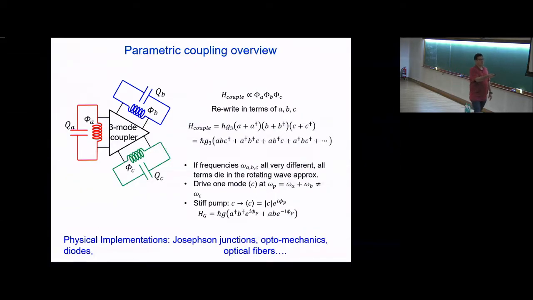And if the pump frequency is very far detuned, so in this case we pump at the sum of these A and B frequencies, and that frequency is very far detuned from the resonance of the C mode, then the pump becomes stiff. It becomes a semi-classical factor in my amplifier, and basically its amplitude is going to determine how much gain I have, and its phase is going to set the phase of the transgain of my system. And you can physically implement this in a lot of systems. I like Josephson junctions. You may prefer optomechanics, diodes, optical fibers. I'm sure there are others that we could figure out.